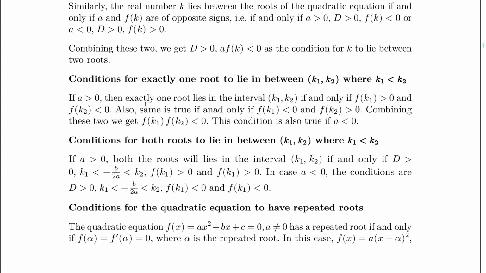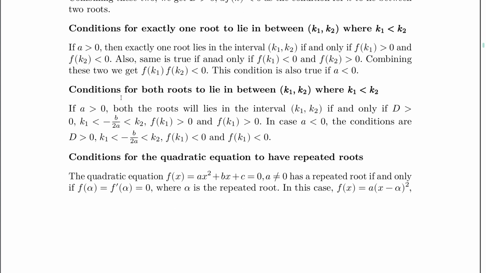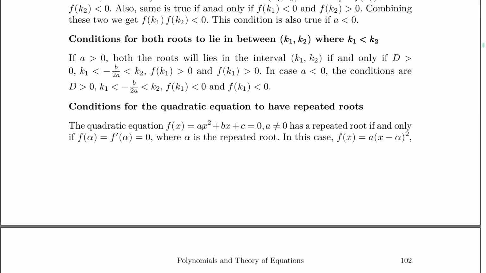Now, if a is greater than 0, then exactly one root will lie between the interval k1 and k2 if and only if f(k1) is equal to 0 and f(k2) less than 0. Also, the same is true if f(k1) is less than 0 and f(k2) greater than 0. Combining these two, we see that f(k1) times f(k2) is always less than 0. So this condition is also true if a is less than 0. Condition for both roots to lie between k1 and k2, where k1 is less than k2: you can read this for yourself and figure out how this will occur in the graph.